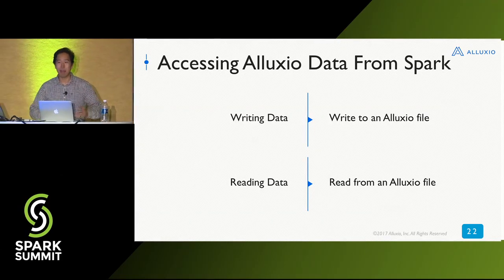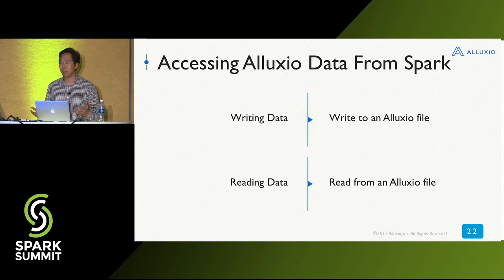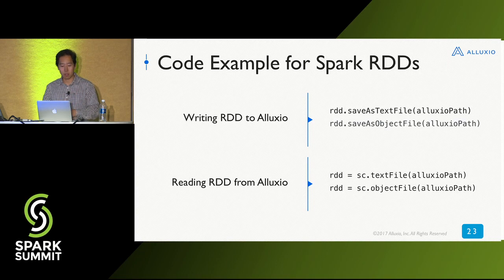Next I'll talk about how you actually use Alluxio and Spark together. There are basically two things you can do with data: you can either read it or write it. To write data to Alluxio, Alluxio provides a file system interface and a file system API, so it's very simple to write data. You would just write to an Alluxio file. And in the same way, it's really easy to read data from Spark: you read from an Alluxio file. I'll then go into some examples of what that looks like.